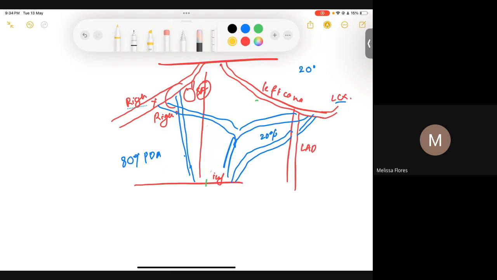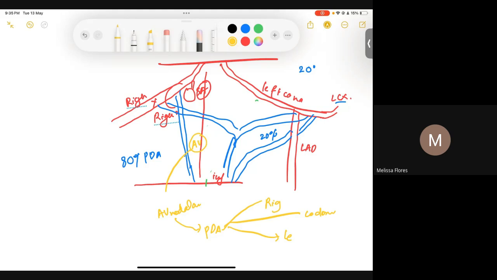But for the AV node, you must keep that in mind. Very important, very high yield, that the AV node is basically supplied by the AV nodal artery. And the AV nodal artery comes from the PDA. And we also know that the PDA itself can come from either right, or it can come from left, or it can be codominant, right? Is that clear? So the AV node is really important.